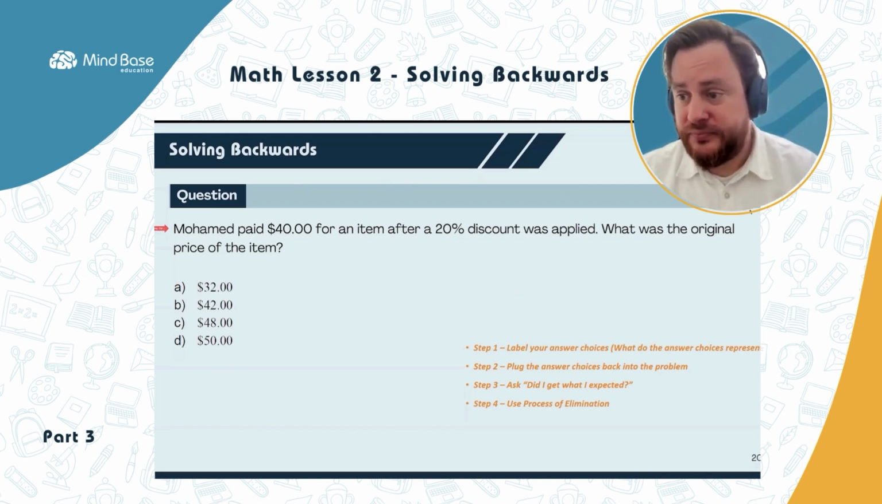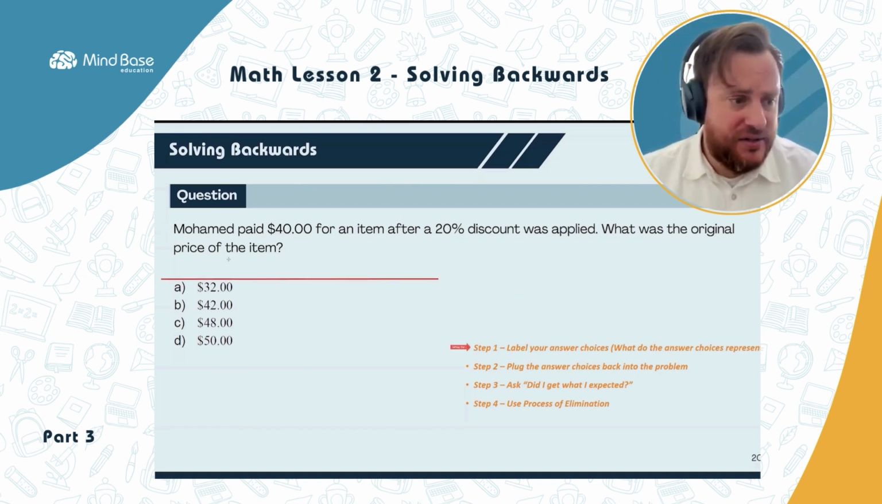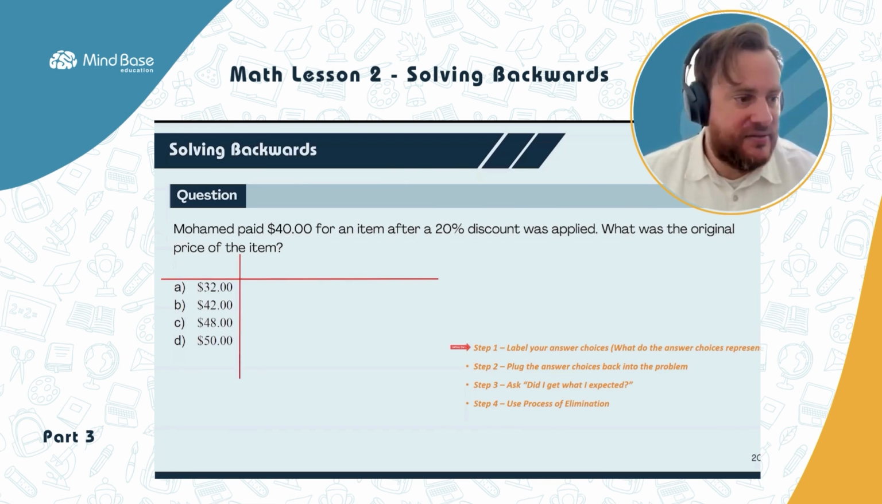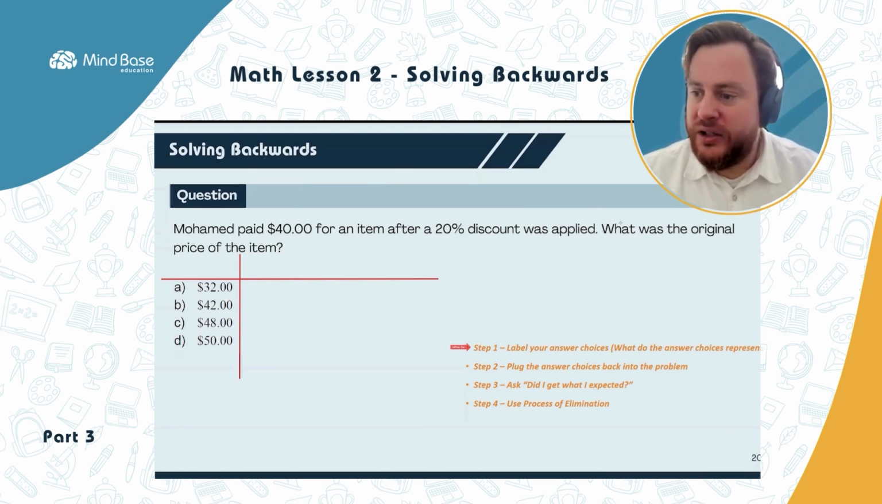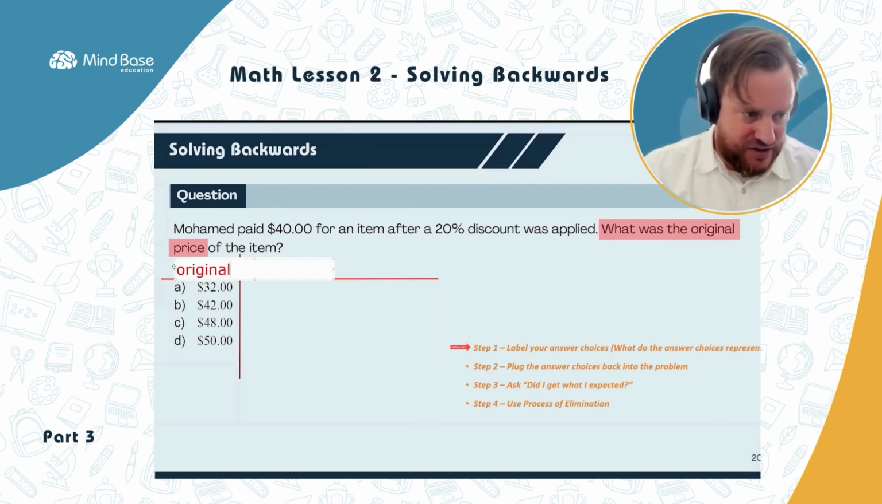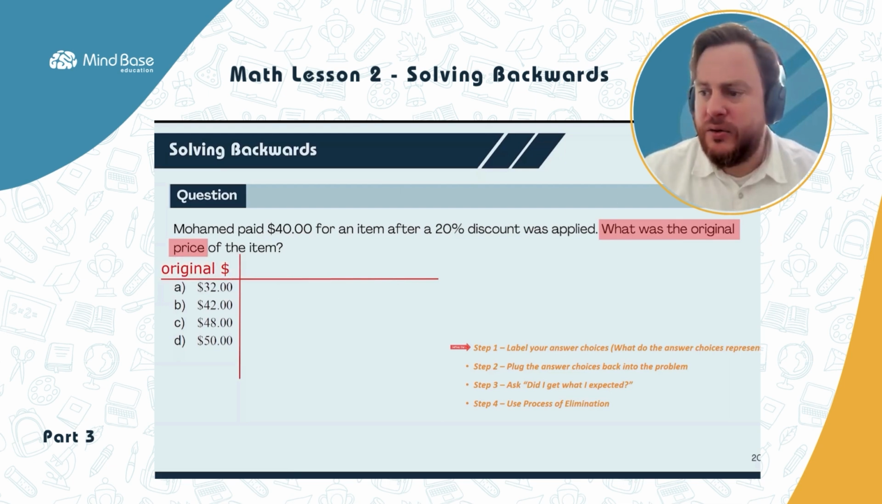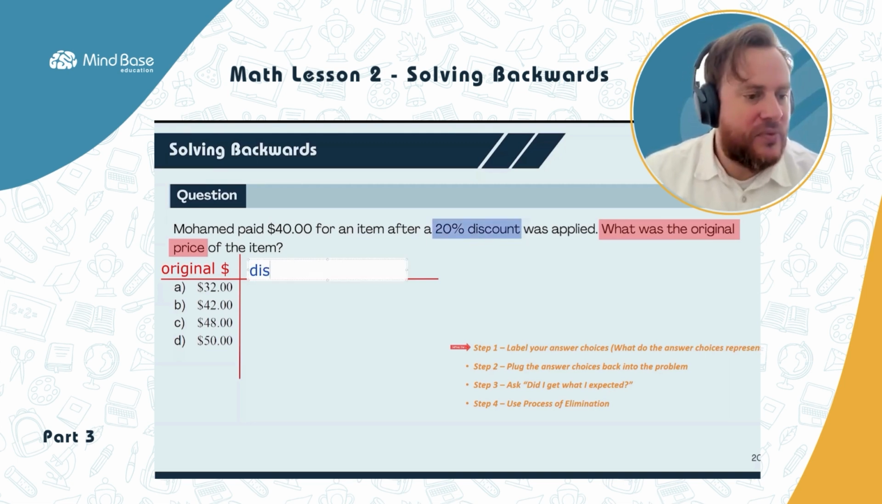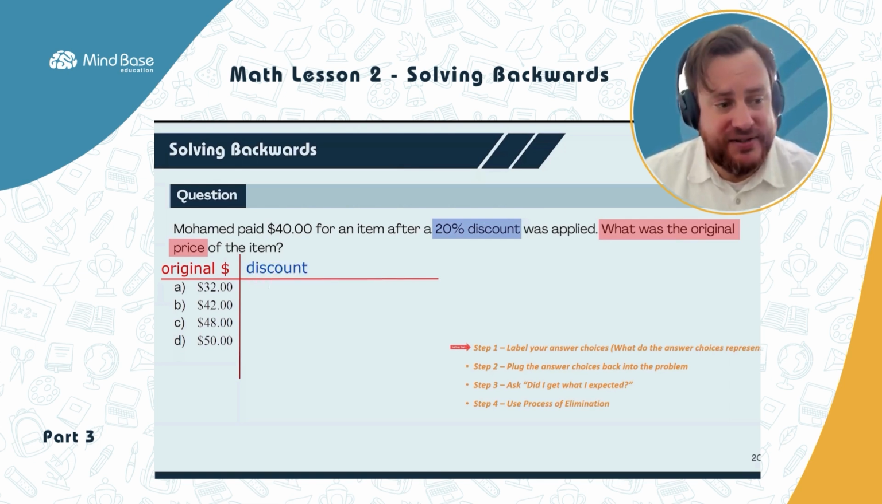Step 1, identify your answer choices. Label your answer choices. What do the answer choices represent? Well, look here, it says, what was the original price of the item? So it means that these answer choices represent the original price, right? The original price. Now, we have a 20% discount, which means we are going to take each answer choice and take 20% of it.